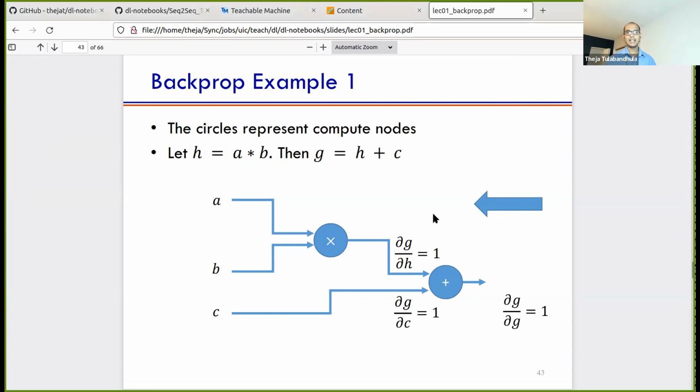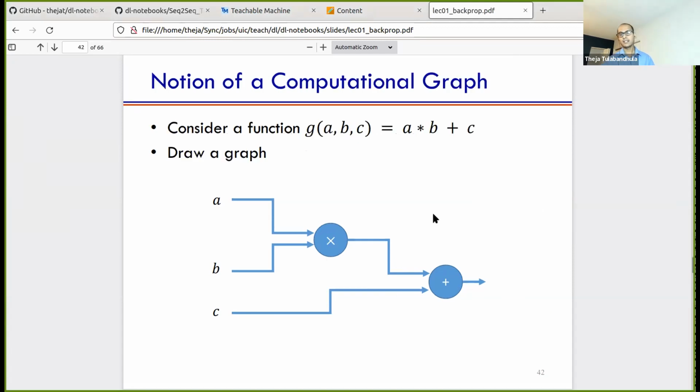So we draw the graph, and now let's talk about our goal. Our goal is to find the gradient of, in general, a loss function with some parameters, but let's start with this function. What is the gradient of this function g with respect to a, b, and c? Even without this graph, you can directly say, what is the gradient of g with respect to c? That's 1, right? What's the gradient of g with respect to a? It's b. And what's the gradient of g with respect to b? It's a.